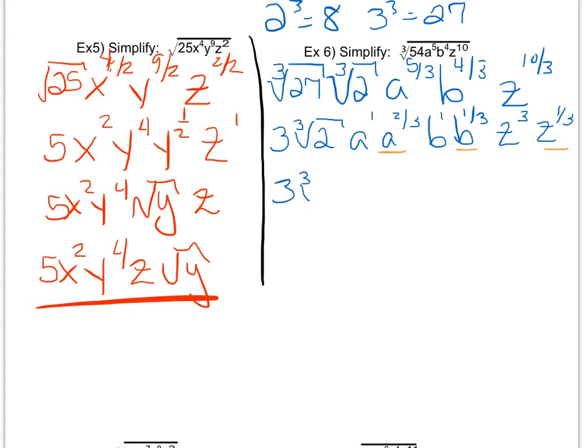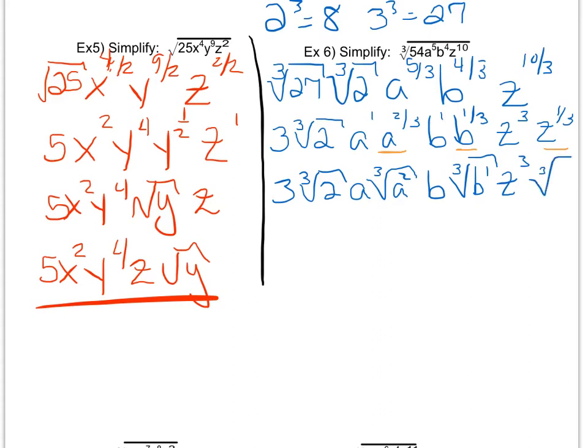3 times the cube root of 2, a to the 1, which is just a. A to the 2/3 tells me to do the 3rd root of a squared. B to the 1 is b. B to the 1/3 tells me to take the cube root of b to the 1. Z cubed. Z to the 1/3 tells me to take the cube root of z to the 1.